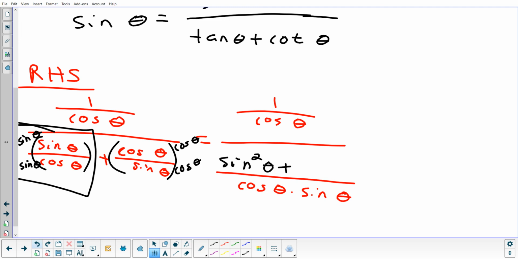So we have to finish that part off. We have sine squared. And what's going to go right there? Cosine squared. We already did the bottom, cosine times sine. Let's do the top. Cosine times cosine. Cosine squared.